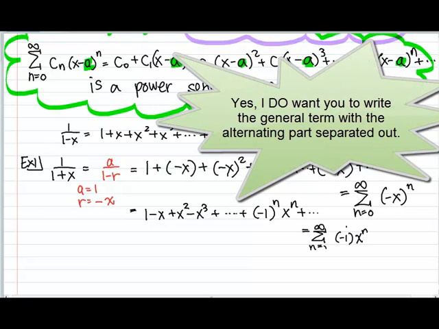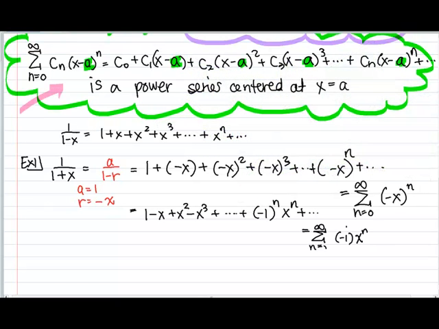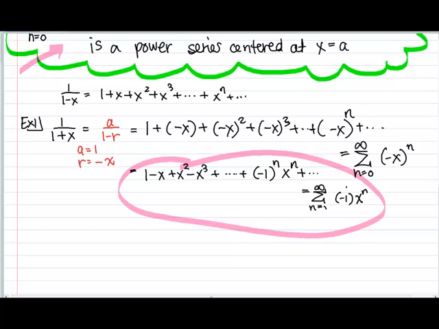That way it fits the form of what we have up here above, so you can see the constant separate from the x terms. And I also want us to think about the IOC. Well, the absolute value of r, which is the absolute value of x, must be less than 1 to converge. The absolute value of negative x is the same, so it's still between 1 and negative 1.